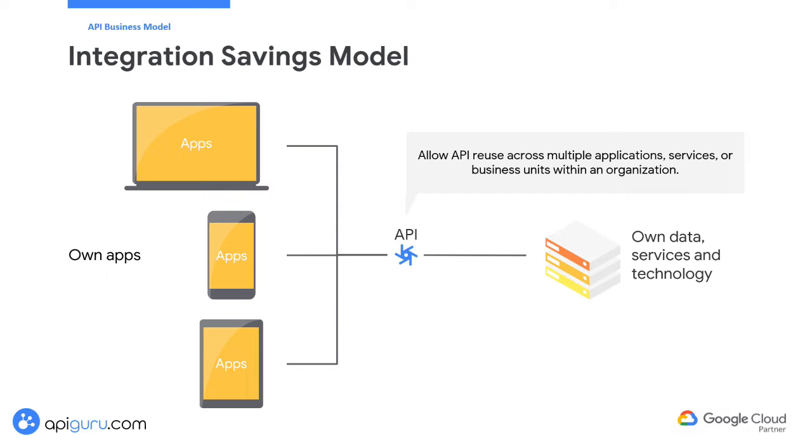Let's start with the integration savings model. The integration savings model maximizes the value and efficiency of existing APIs by encouraging reuse across multiple applications, services, or business units within an organization. This approach reduces development time and costs and fosters consistency and innovation in software development.